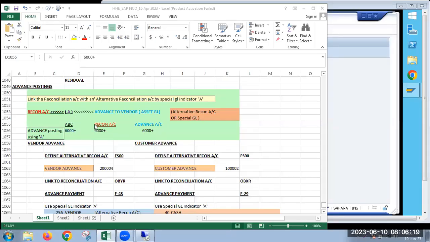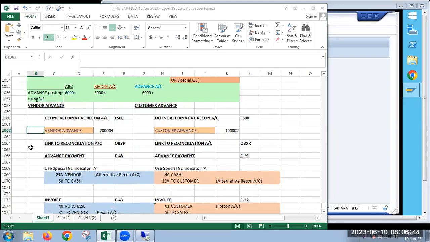For the vendor, we created an advance account on the asset side and posted an advance amount. We also saw the advance was posted in the advance account, not in the regular reconciliation account, the sundry creditor. So we created a GL account to hold all the advance amounts, then linked it to the regular reconciliation account. At the time of posting, we specified special GL indicator A so that the amount moved to the alternative reconciliation account, which means the advance account.